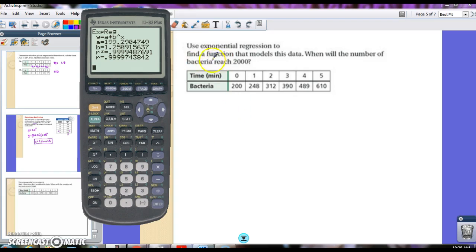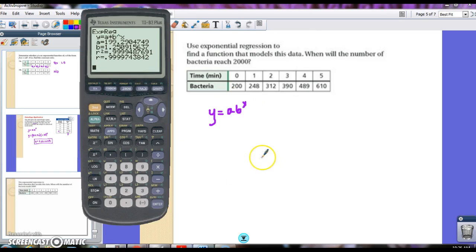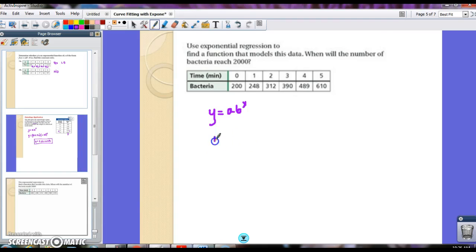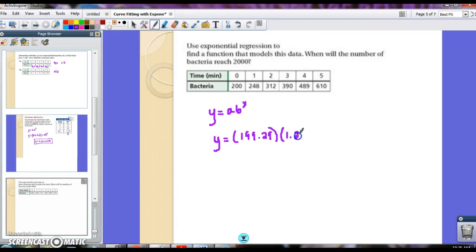So our equation here, the first part is find the model, so y is equal to a times b to the x. Let me pull my calculator back up. So a is 199.29. So y is equal to 199.29, and I believe that b was equal to 1.25. So that would be 1.25 to the x. Okay, so that's the first part.